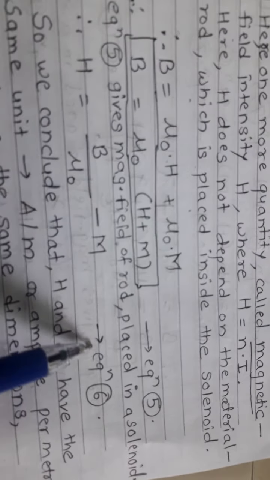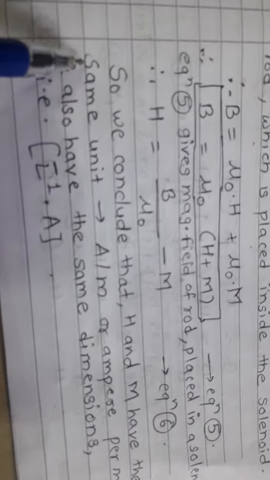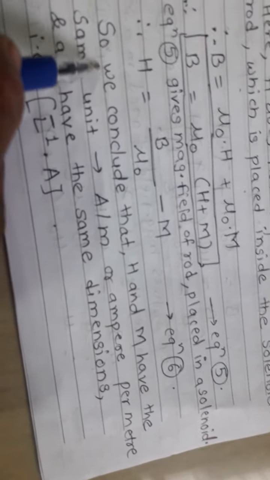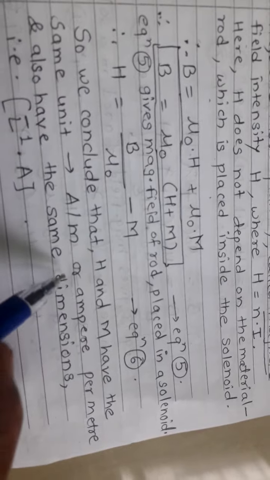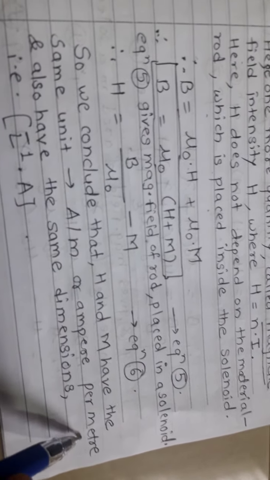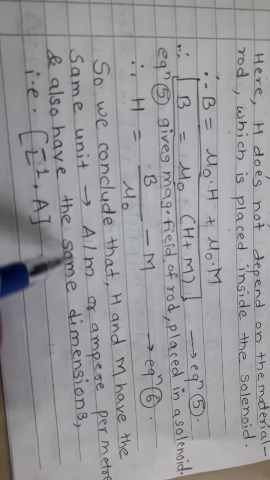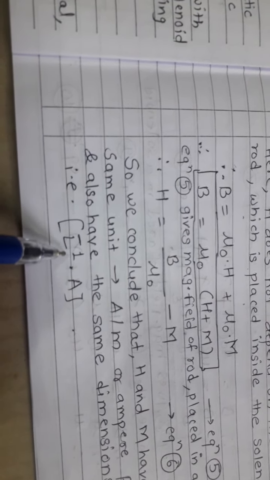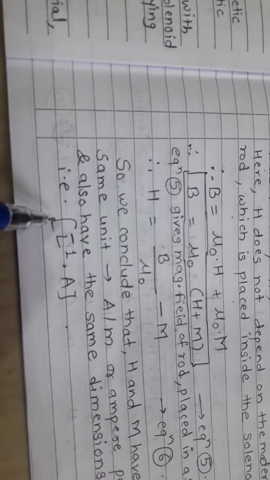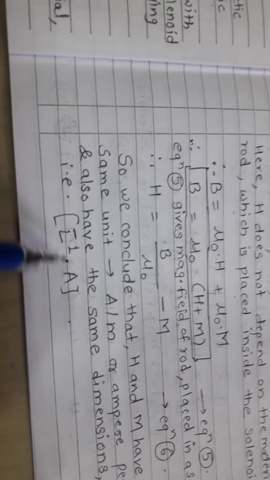Therefore, H is equal to capital B divided by mu 0 minus capital M. Equation number 6. So, we conclude that capital H and capital M have the same units, that is ampere per meter, or ampere inverse meter, and also have the same dimensions, that is L raised to minus 1 into A, which can be written in the square bracket.